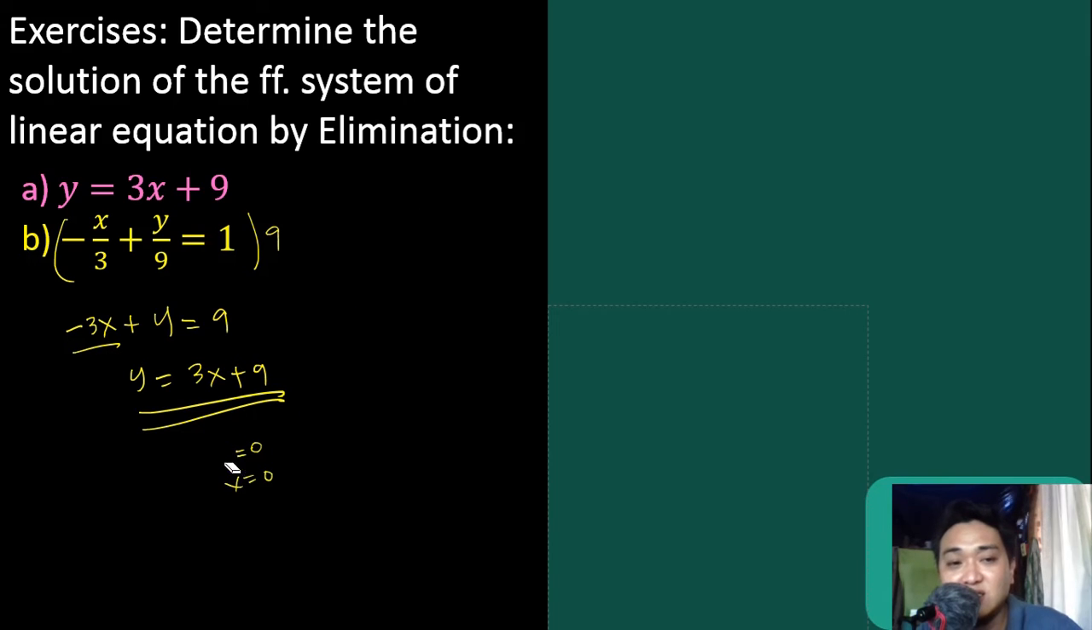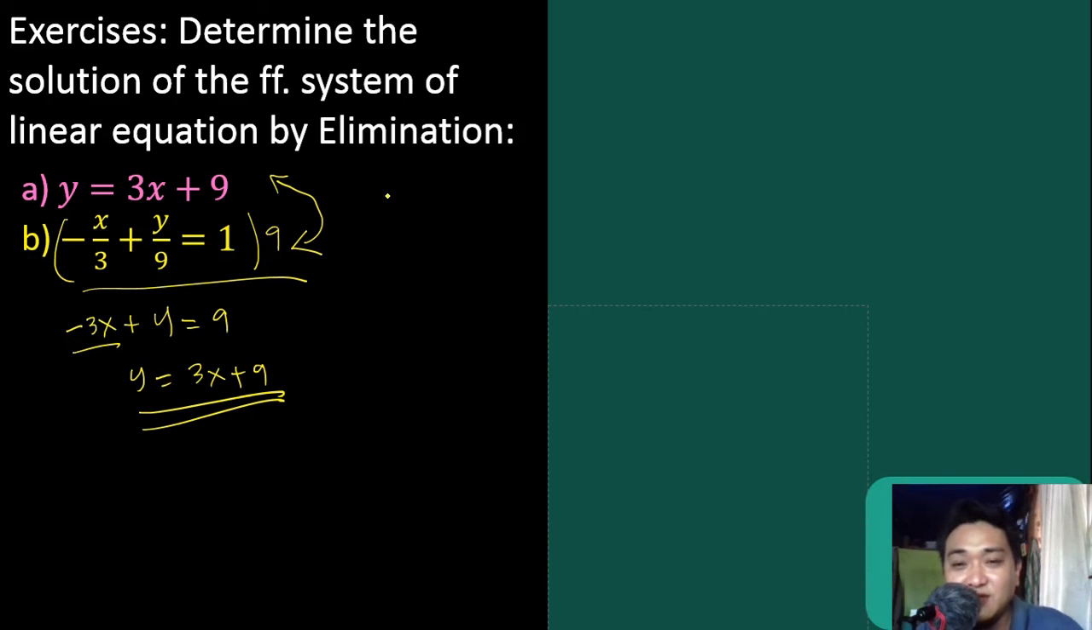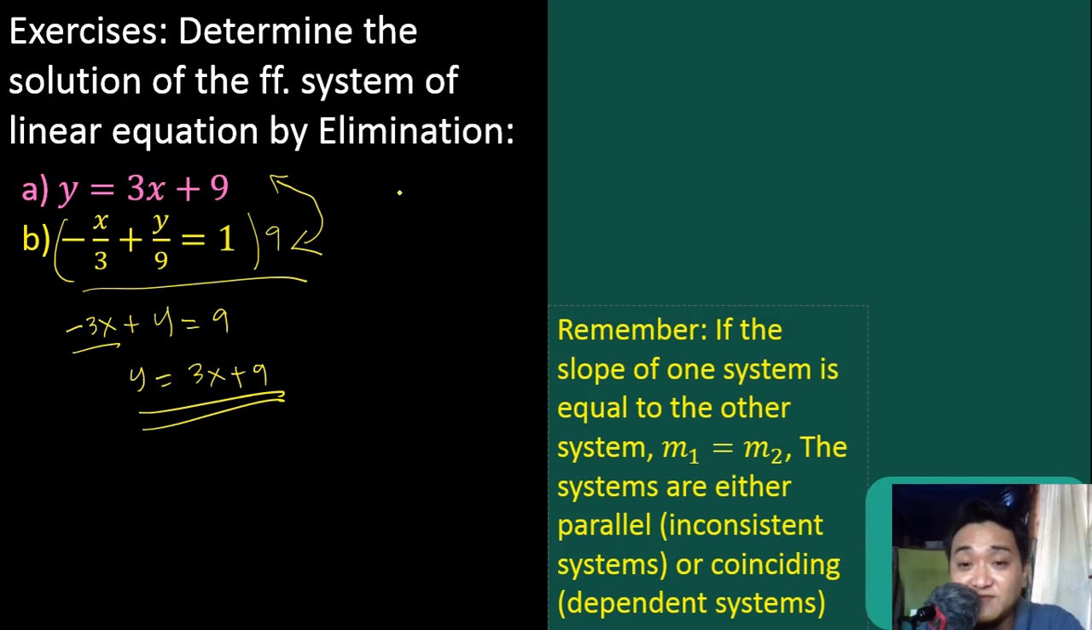It tells us na this linear system is dependent to this linear system, or vice versa. This linear system here is also dependent to this linear system. They are dependent linear systems, or they are referred to as coinciding systems. Remember that if the slope of one system is equal to the other system, the systems are either parallel, which is inconsistent systems, or coinciding, which are dependent systems.